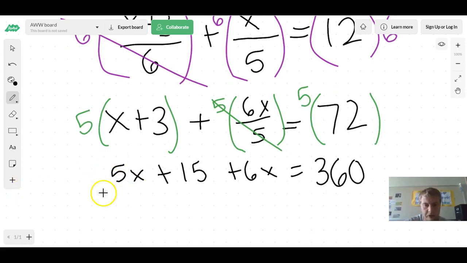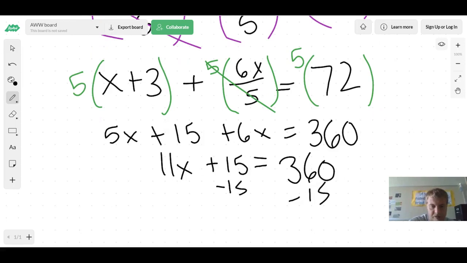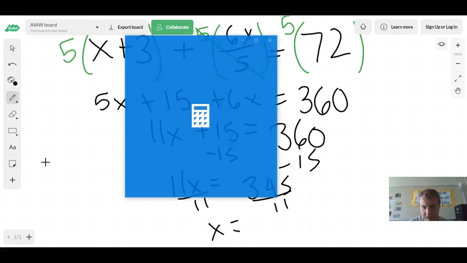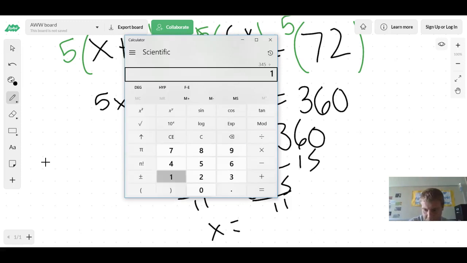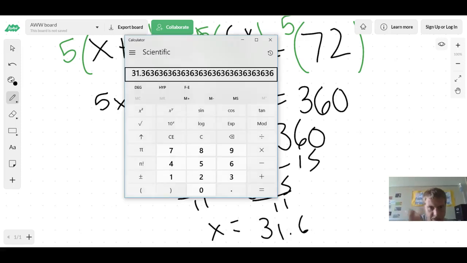Now, once you have this, you can combine like terms, which would be 11x plus 15 equals 360. Then we could subtract 15 from both sides. Subtract 15 from both sides. Have 11x equals 345. And then we can divide by 11, which would be x equals, now I don't know what that is off the top of my head, so we'll get our calculator, which would be 31.6, because I rounded it.